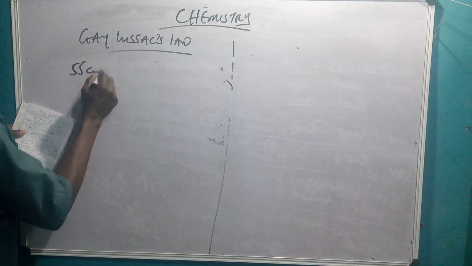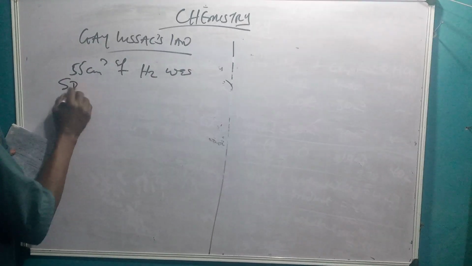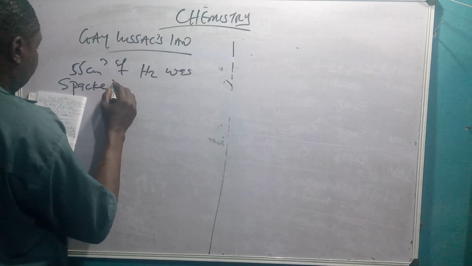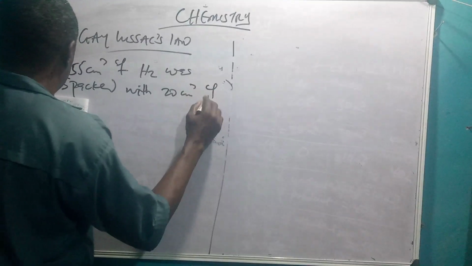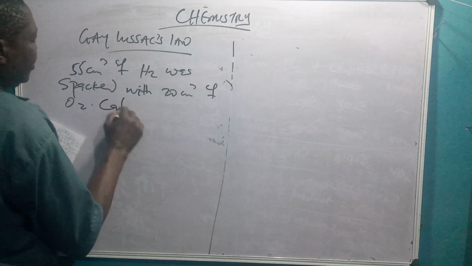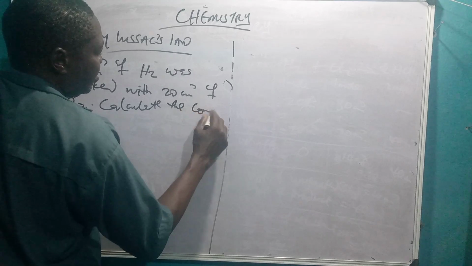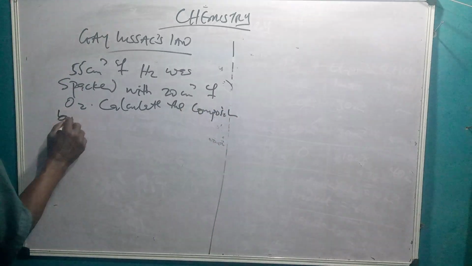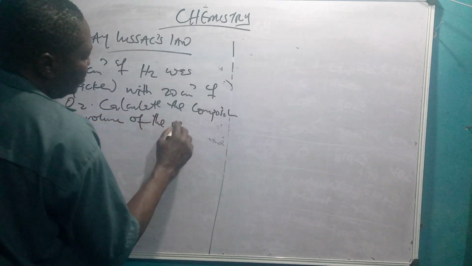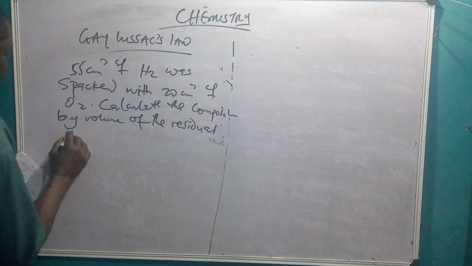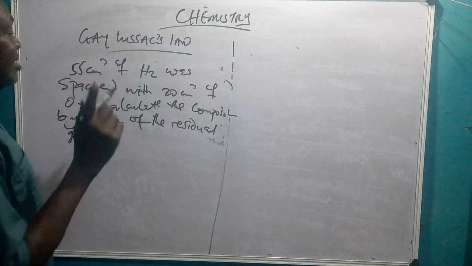55 cm³ of hydrogen was sparked with 20 cm³ of oxygen. Calculate the composition by volume of the residual gas. Just follow the same process we used the other time, but know how to balance the equation. That's the key word, balancing of equation.